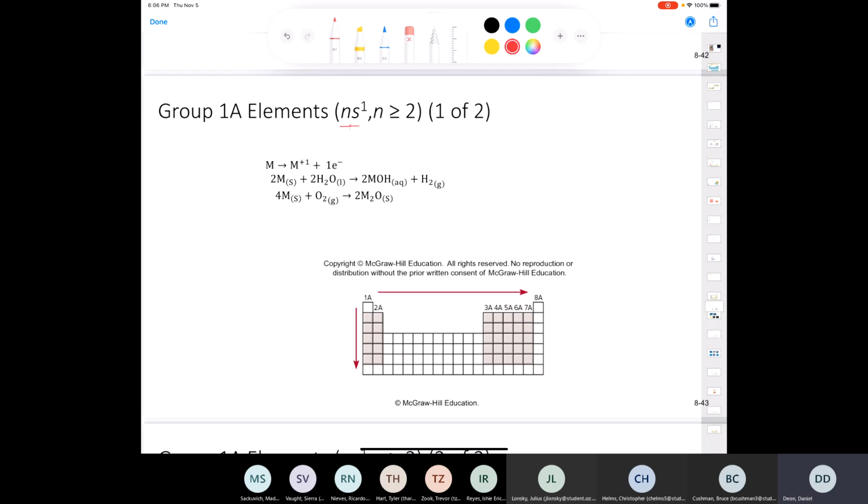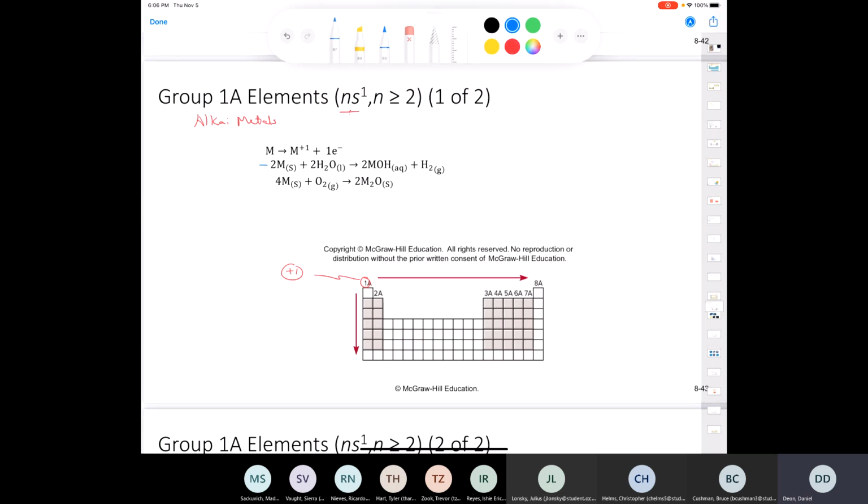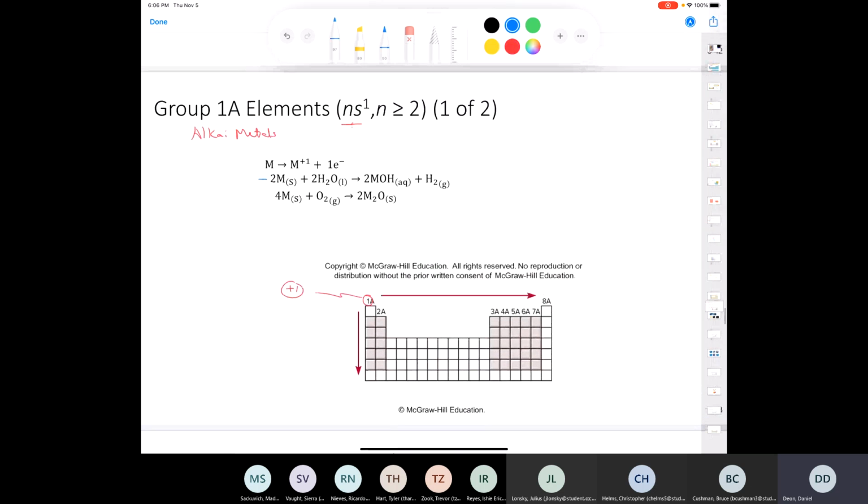They all like to lose that one electron to become isoelectronic with the previous noble gas. Notice that this is n greater than or equal to 2, so not all of this applies for hydrogen, but they like to lose one electron to become plus one. And I've told you this already. They like to be plus one cations. Those metals in group 1A, the alkali metals, can react with water to give you a metal hydroxide and hydrogen.